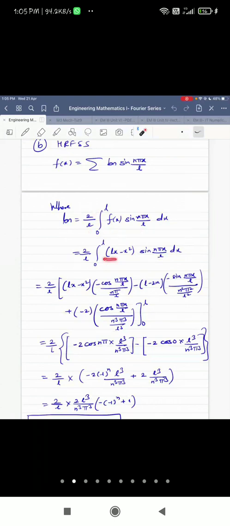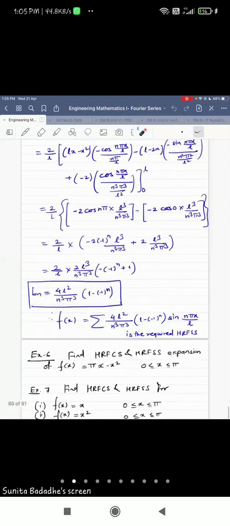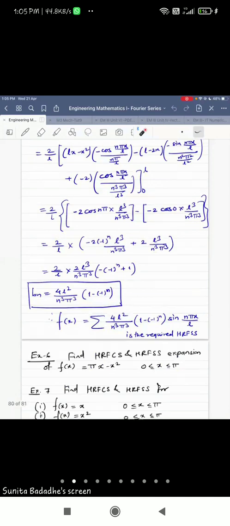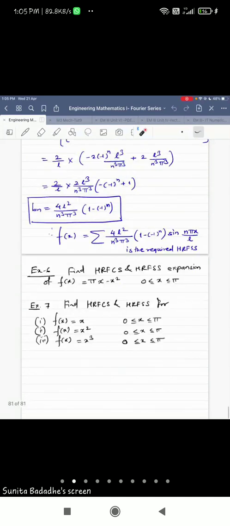Put the value of f(x), integrate using the UV rule. Whatever answer you get, you replace it in place of bn, and that gives you the half range Fourier sine series. So this is the technique, and using this technique I have solved it for Lx minus x square from 0 to L, and here it is asked for pi x minus x square from 0 to pi.